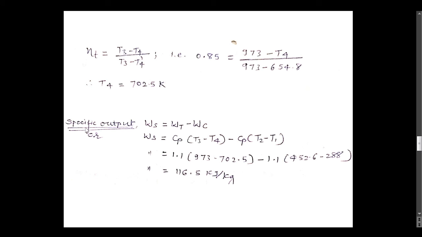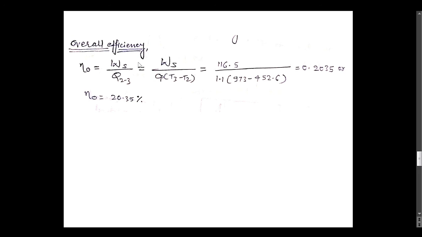Now we can find the specific output, Ws, that is the net power output, Wt minus Wc. By keeping these values, we find that the specific output is equal to 116.5 kilojoules per kg. Because we have considered the mass as 1 kg, the unit of specific output is kilojoules per kg.